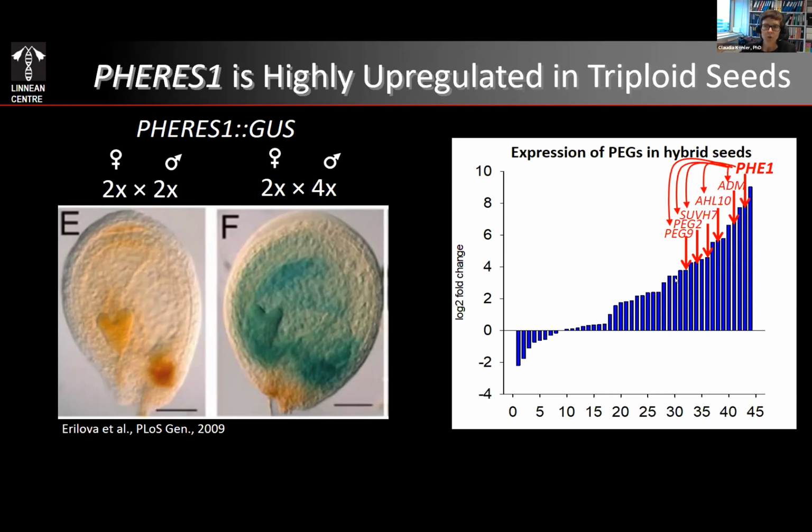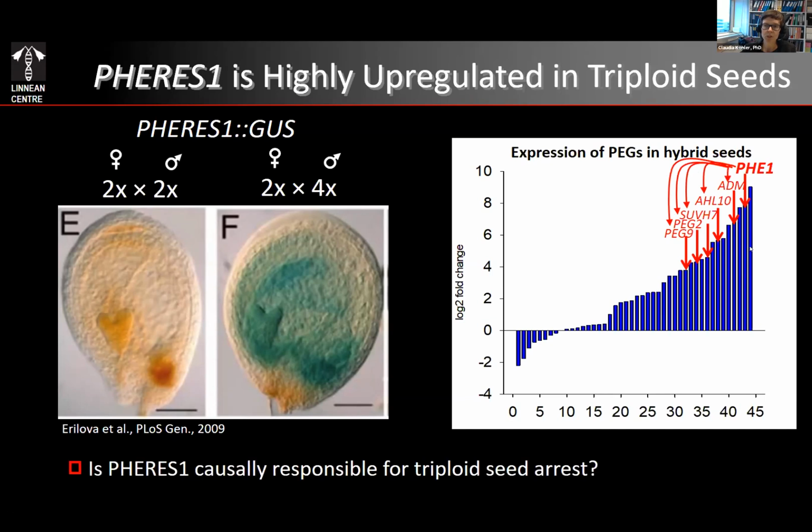If the scenario is true, as I showed you, these are suppressor genes. If we knock them out, we obtain viable triploid seeds. We would speculate that we should also obtain viable triploid seeds when knocking out FERIS1 function. So the question is, is FERIS1 indeed causally responsible for triploid seed arrest? And this is what we tested.